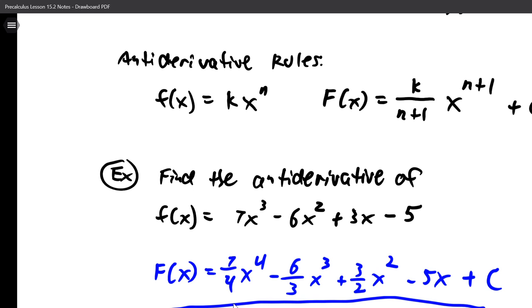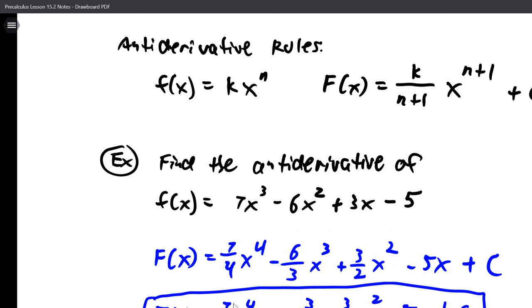Antiderivative at this point, it might seem like, well, who cares? That doesn't seem all that practical. When we get to two lessons from now, super practical. And you can also check your antiderivative answers by taking the derivative of it and seeing if it takes you back to what you started with. 4 times 7 fourths is 7. Drop the power, 7x cubed, etc. Okay? And let me double check, but that should do it for this lesson.